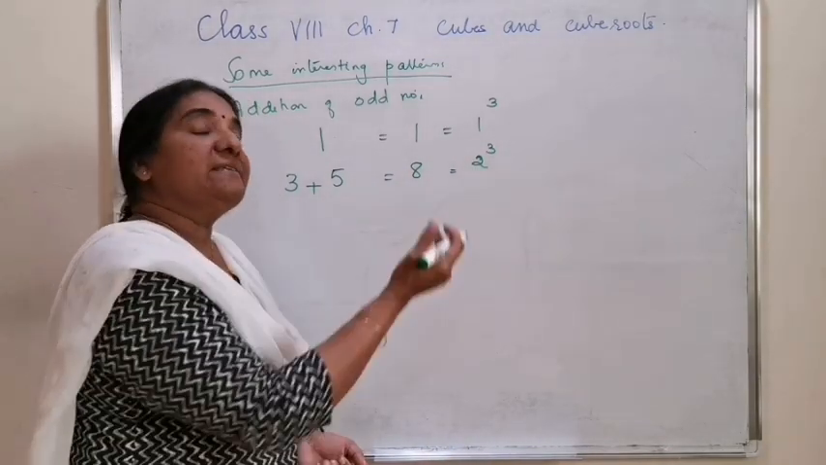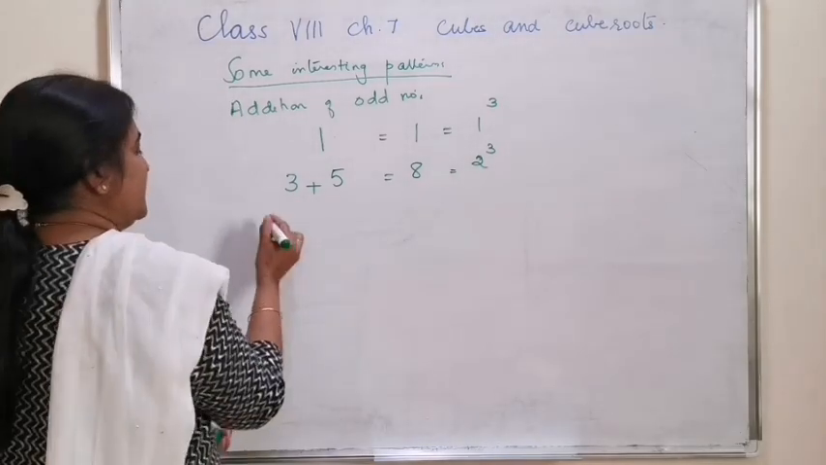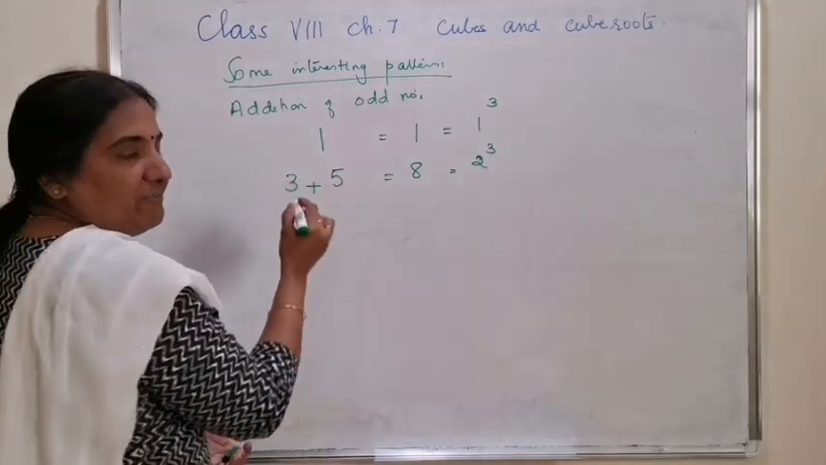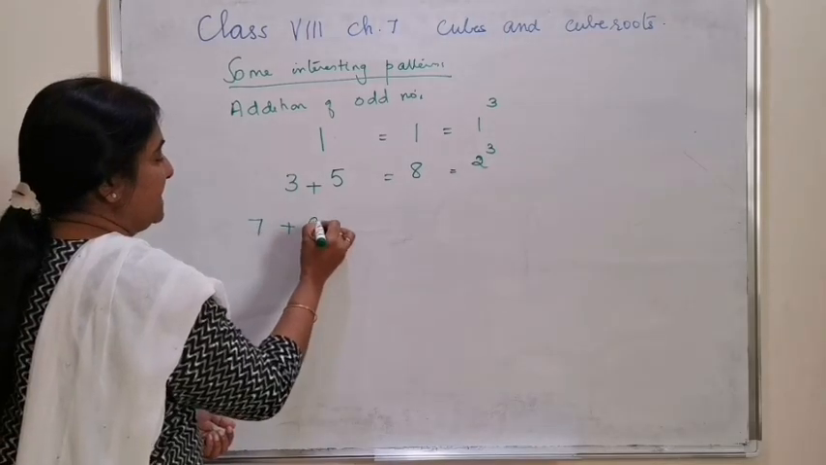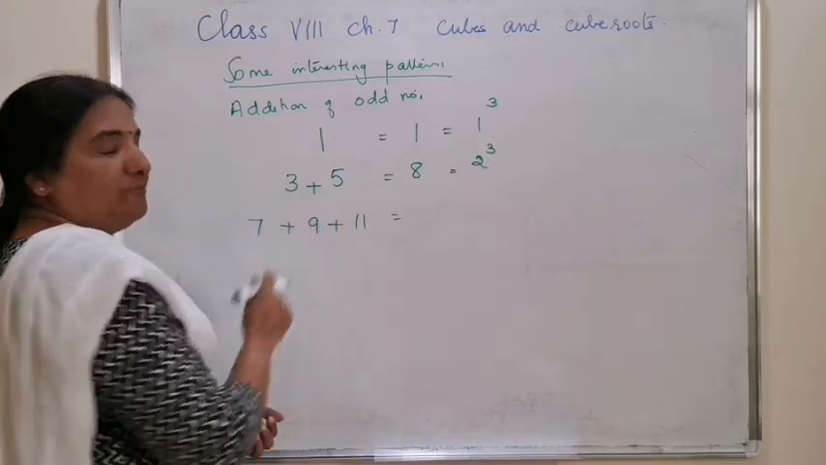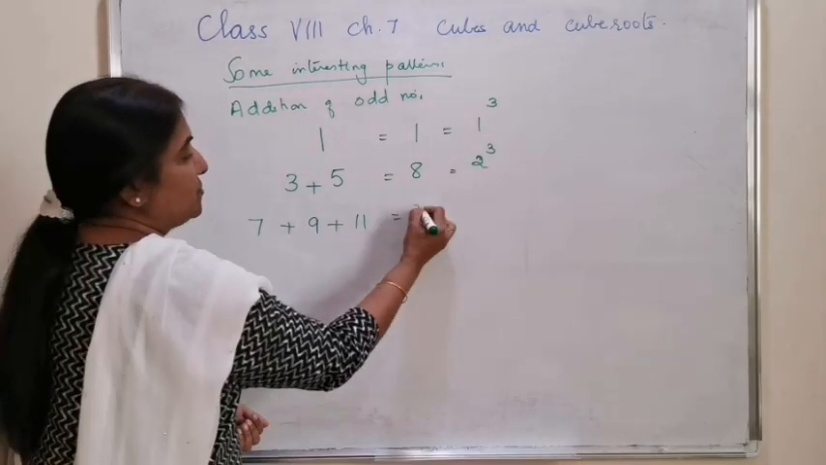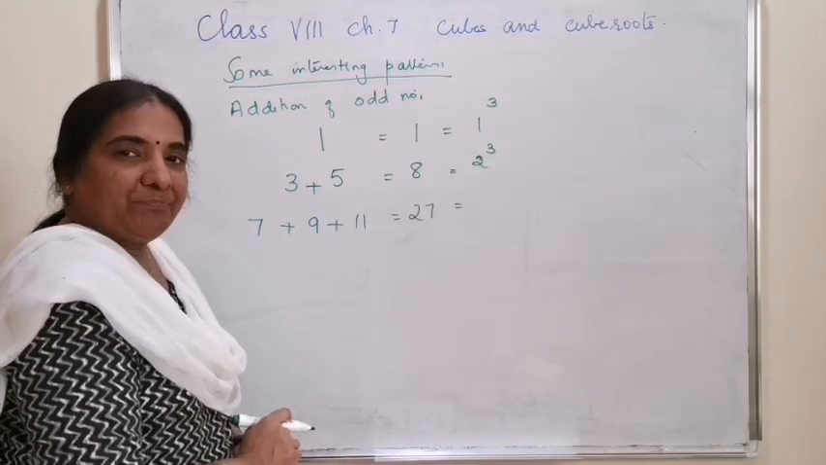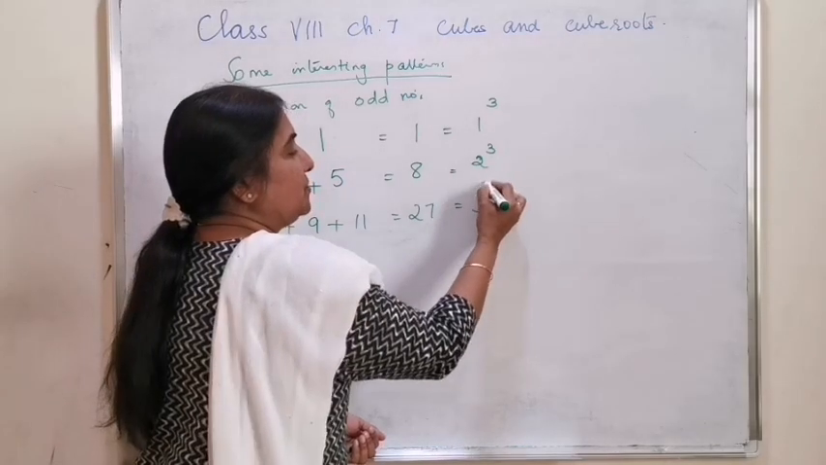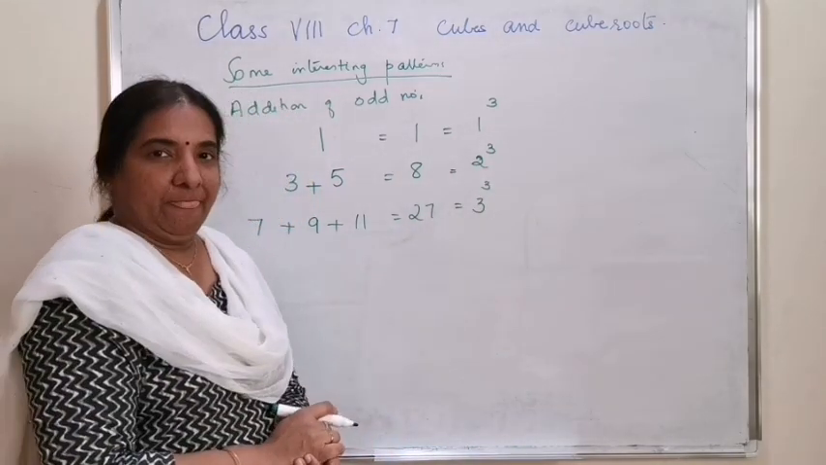What are the next 3 odd numbers? 1, 3, 5. Next 3 are 7 plus 9 plus 11. If you take the total, 11 plus 9, 20. 20 plus 7 is 27. Again, it is a cube number, 3 into 3 into 3.